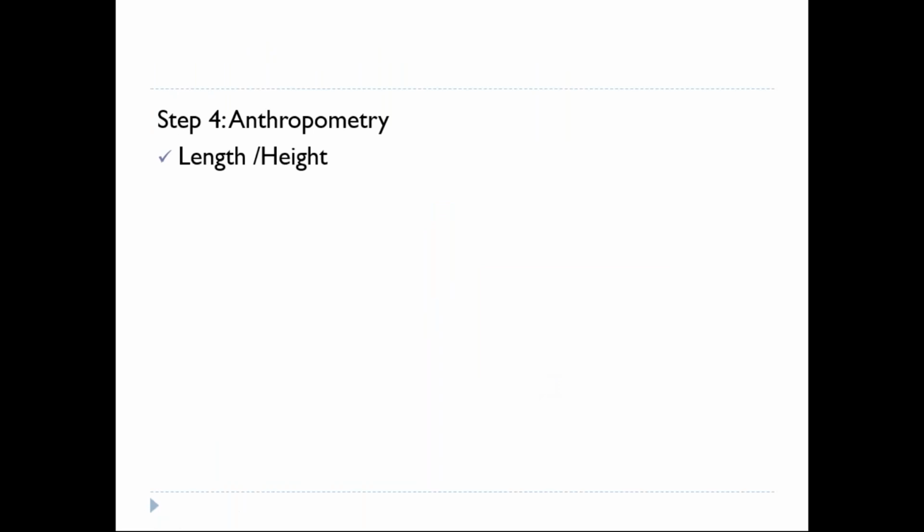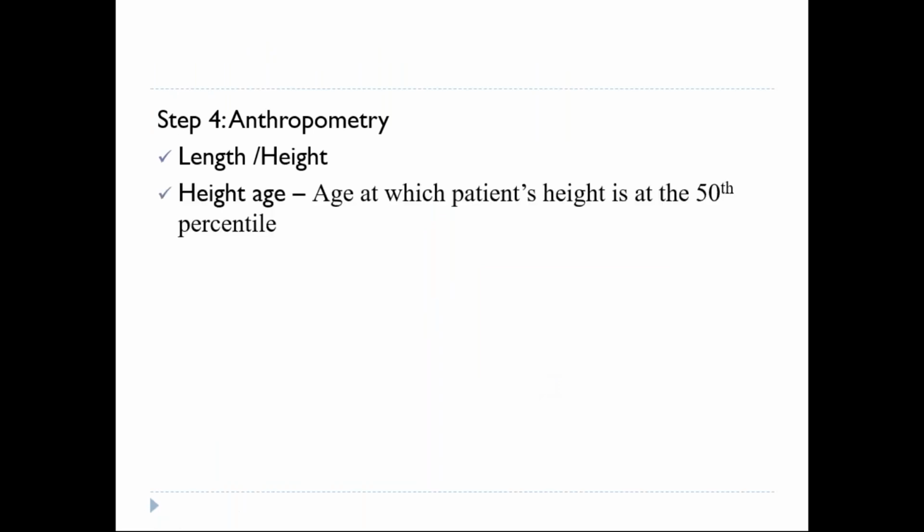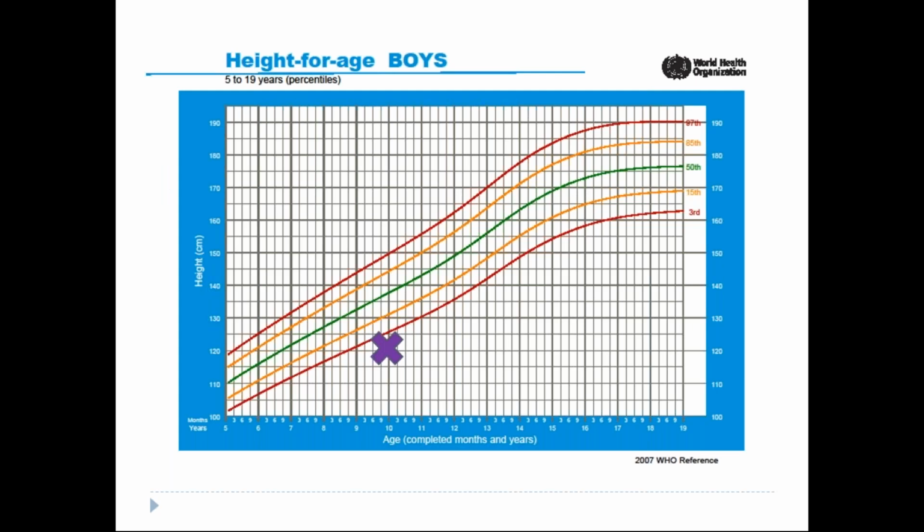So now you've calculated the length, you've calculated the height. Then we calculate what is the height age. So what is the height age? Height age is the age at which the patient's height is at the 50th centile. I'll give you an example. This is the growth chart, a WHO growth chart. I hope you can see this.